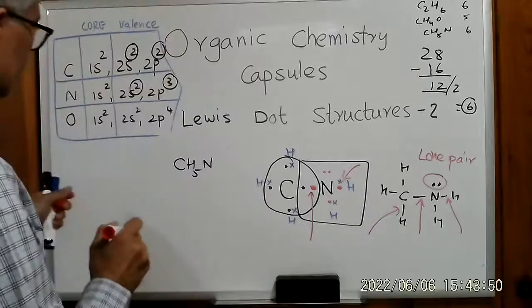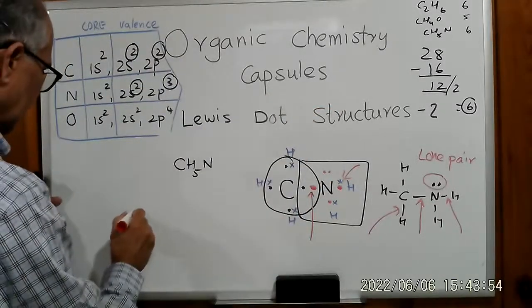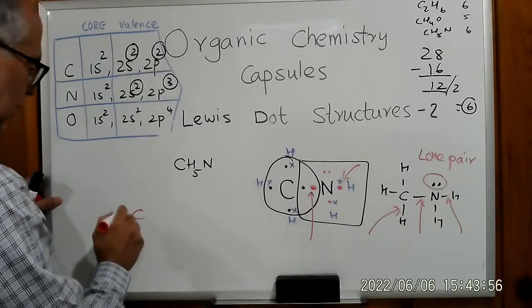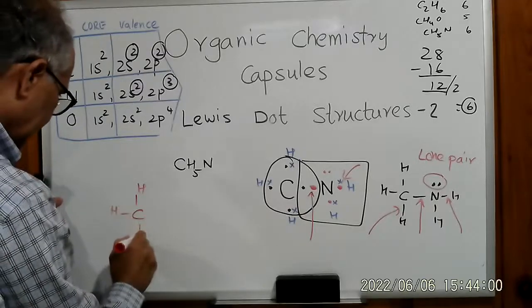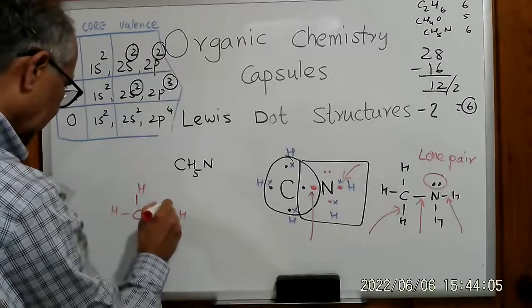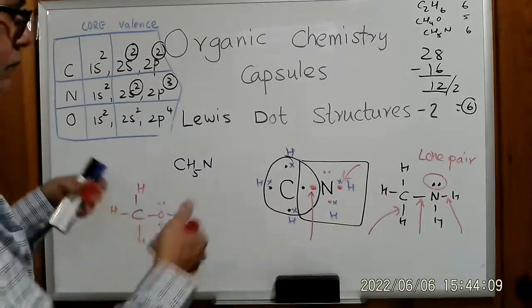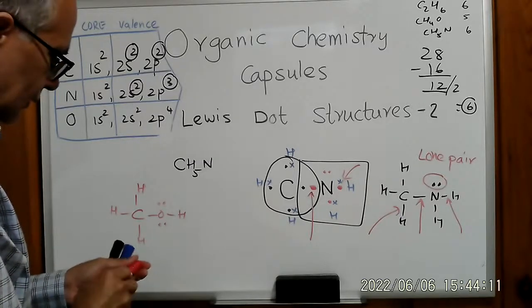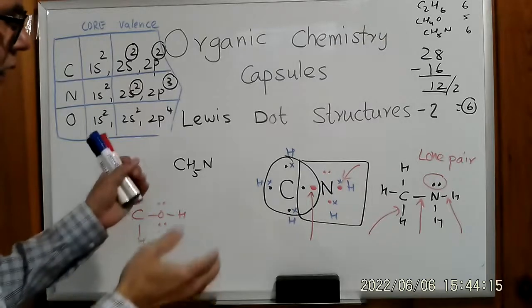Now, I'll just show you the structure of CH4O, and you practice this. Try to get the structure on your own, and you will notice that there will be 2 lone pairs on oxygen. Practice this on your own. If not, we'll see what to do about it. Okay, we'll stop here.